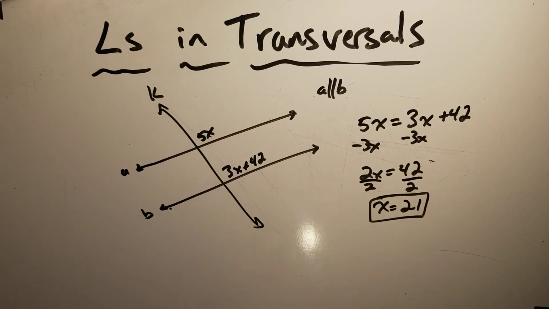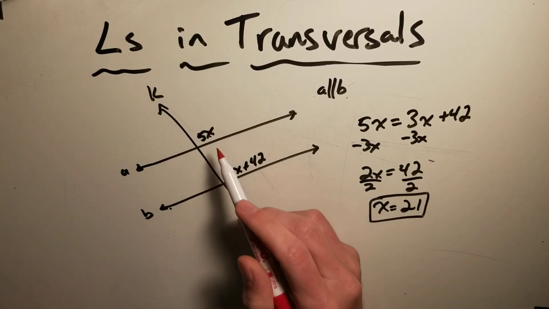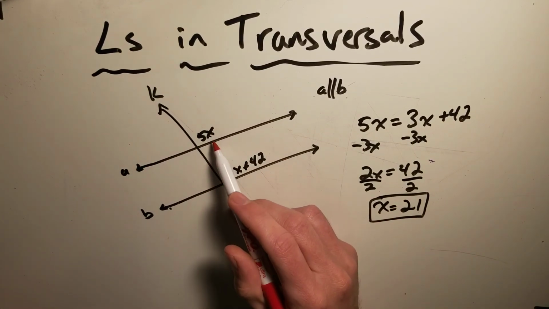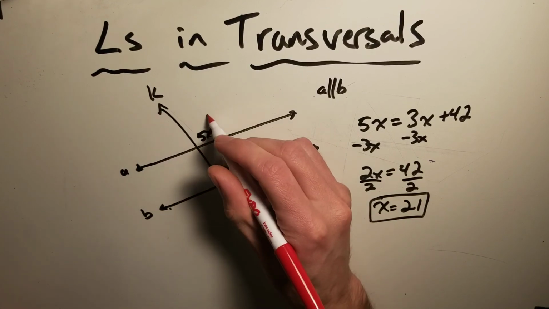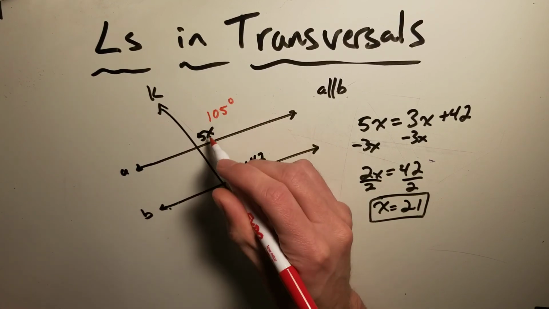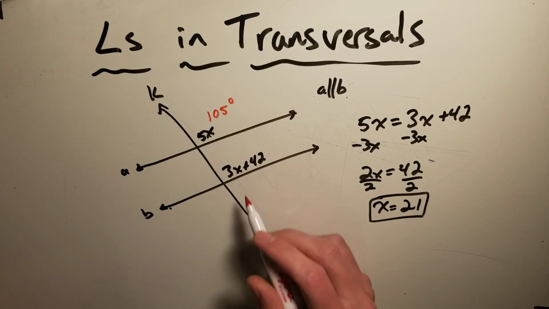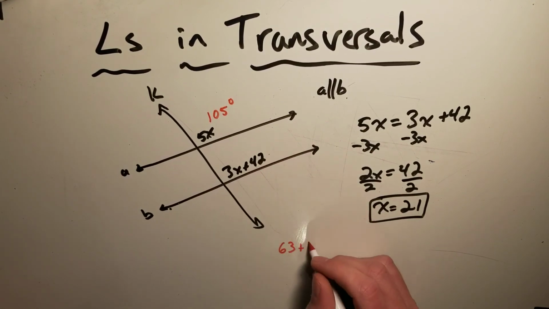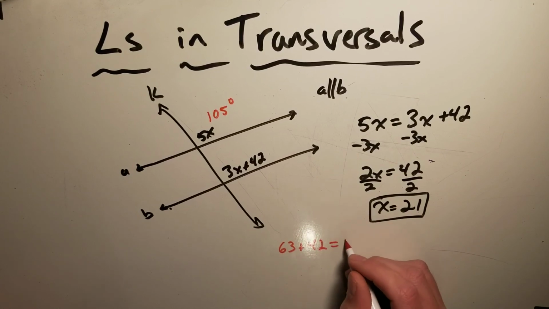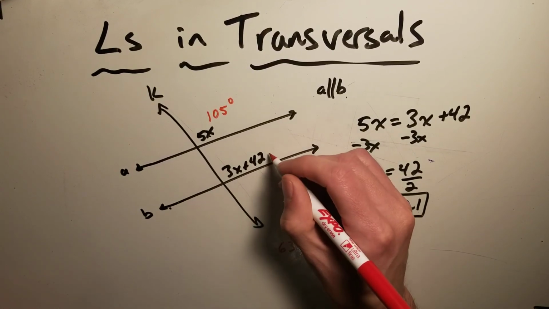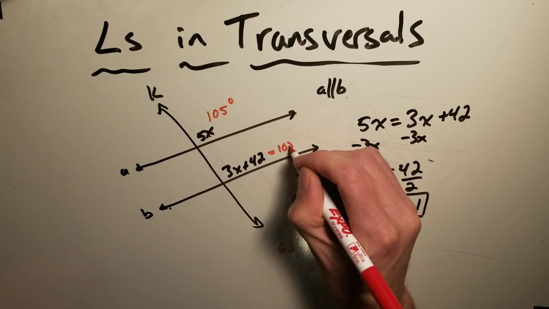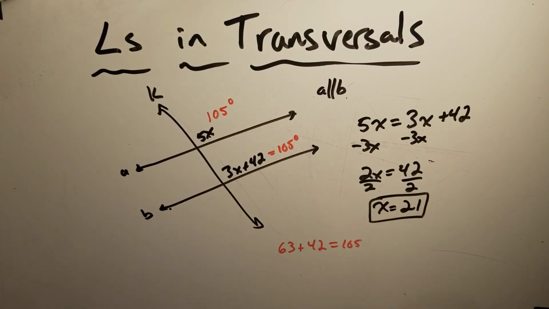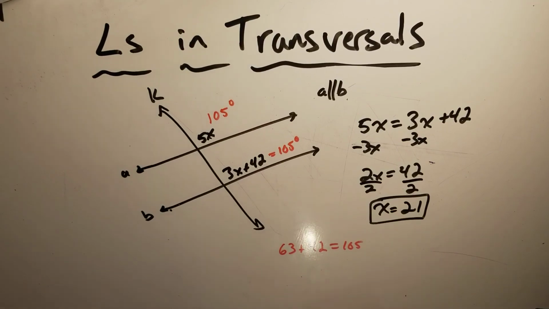And actually, if you even substitute back in 5 times 21, you're going to end up getting 105. So this angle is 105 degrees. 3 times 21 is 63, plus the 42. Well, that equals 105, as it should, because these two angles should be congruent. So this one you can check and see if you have the right value here.